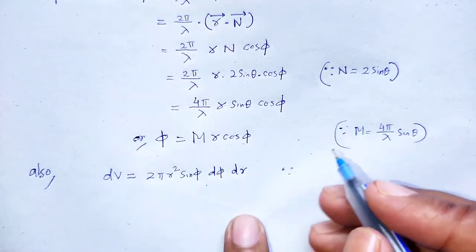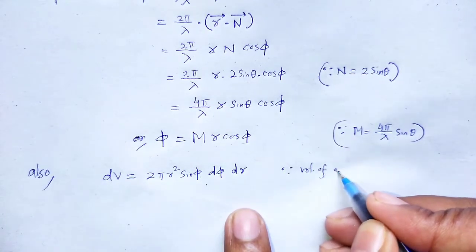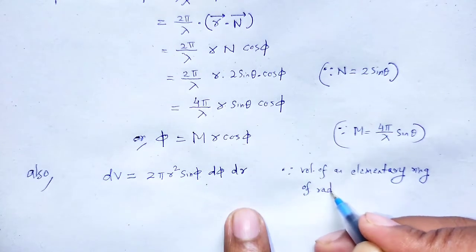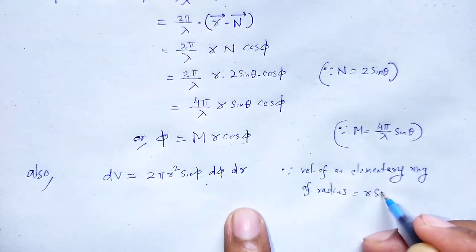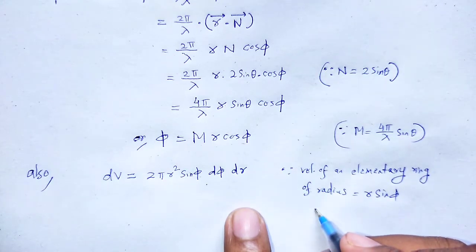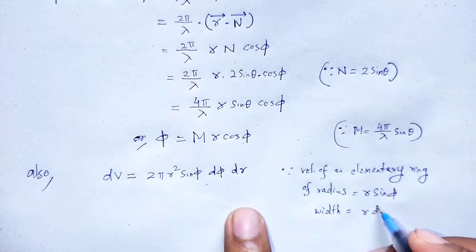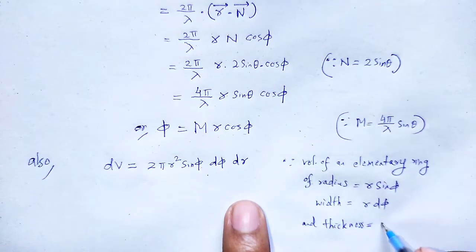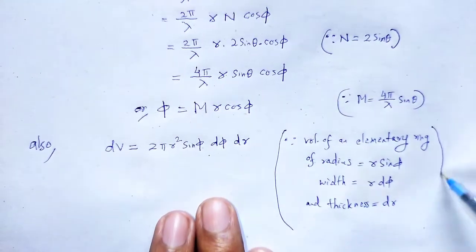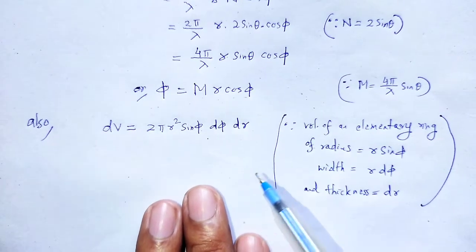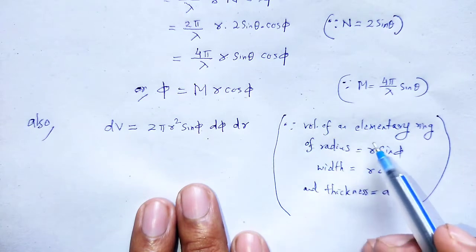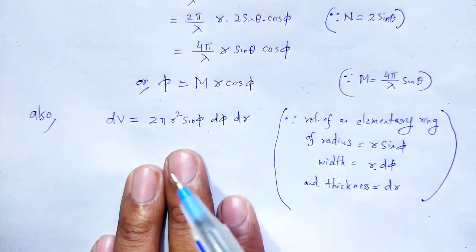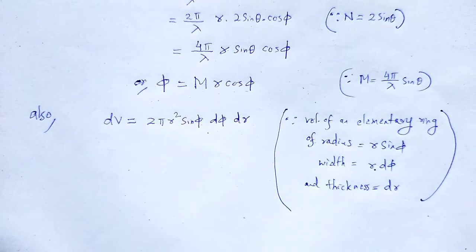As we know, the volume of an elementary ring of radius r sin phi, with width equal to r d phi and thickness equal to dr, is area into thickness. The area is 2 pi r sin phi, width r d phi, thickness dr, that is 2 pi r square sin phi d phi dr.